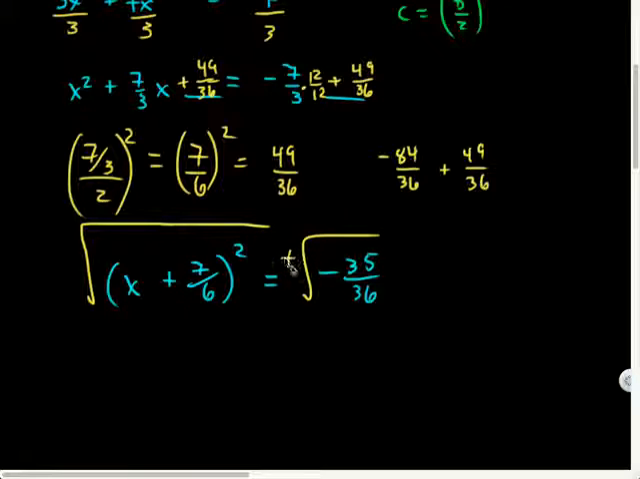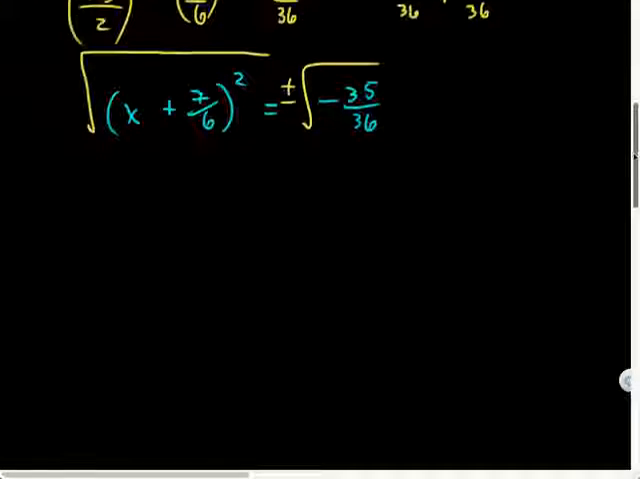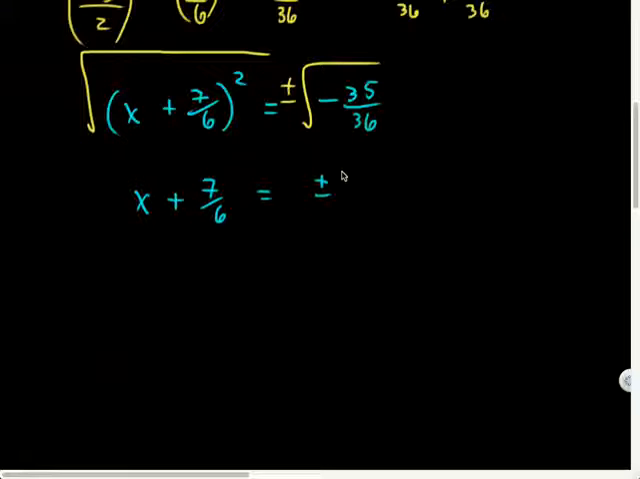Root both sides, plus or minus. Don't forget it, right? You got to bring it around town. So I've got x plus 7/6 equals plus or minus the square root of -1 times the square root of 35. I can't break up. Square root of 36 is 6. And hey, we've almost got x by itself.